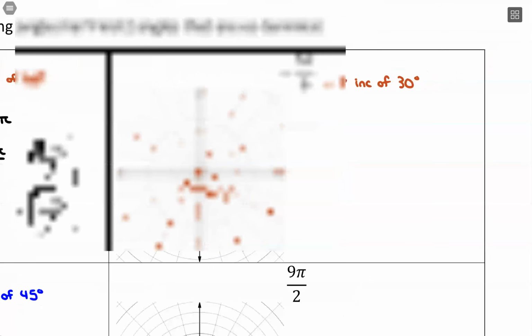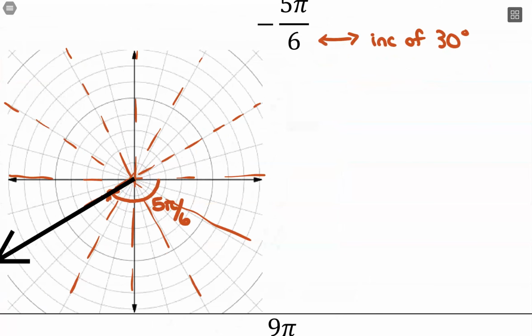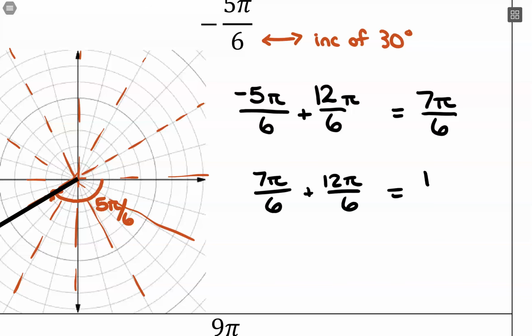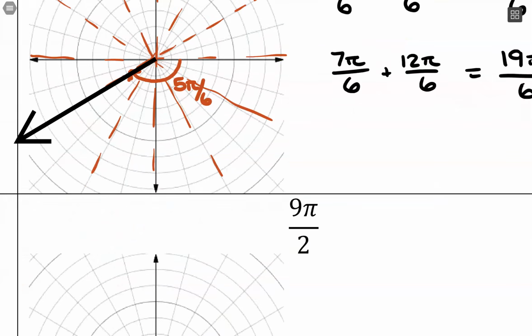So then adding or subtracting increments of 2 pi. So I'm going to have this negative 5 pi over 6, and I'm going to add 2 pi. However, I need that denominator of 6, so to get 2 pi, I would need a numerator of 12. So negative 5 plus 12 is 7 pi. Then to that, we could add another revolution, which would be 19 pi over 6. All right, one more example here.